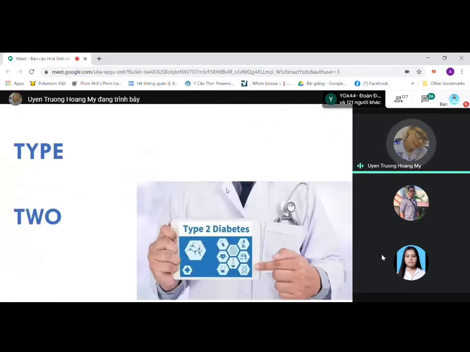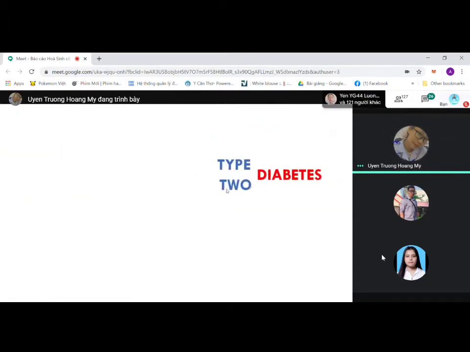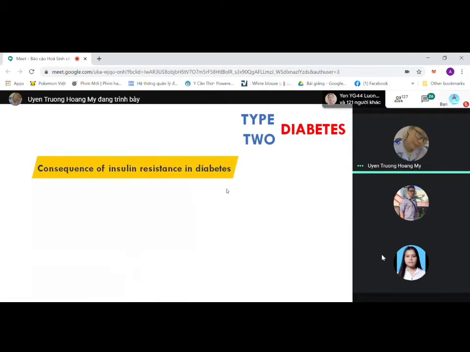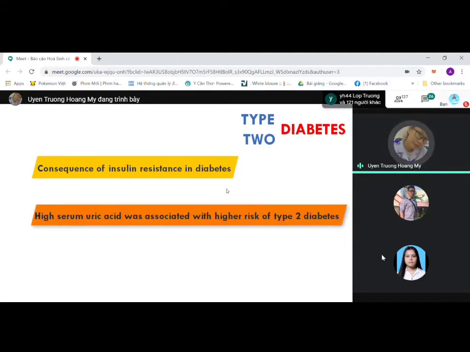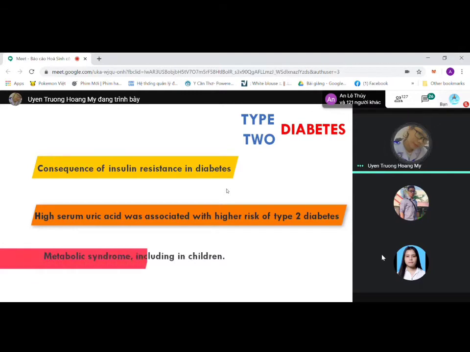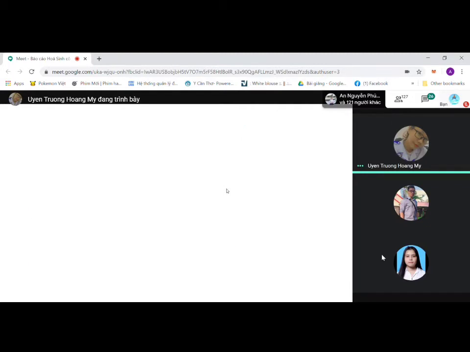And we move to type 2 diabetes. Hyperuricemia may be a consequence of insulin resistance in diabetes. High serum uric acid was associated with higher risk of type 2 diabetes and metabolic syndrome, including in children.